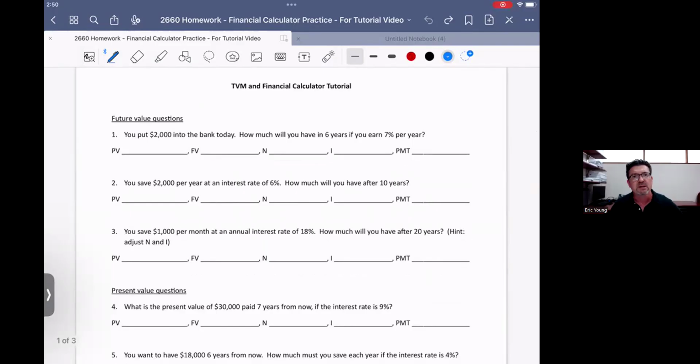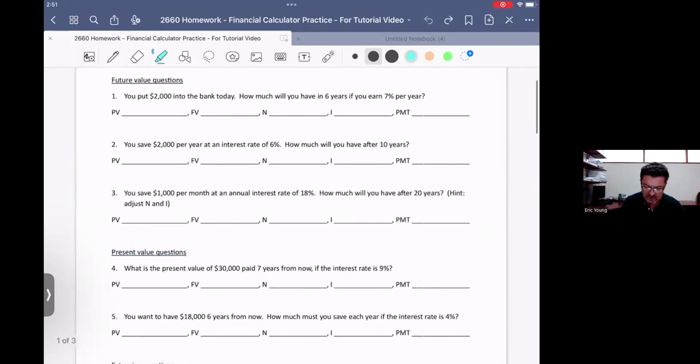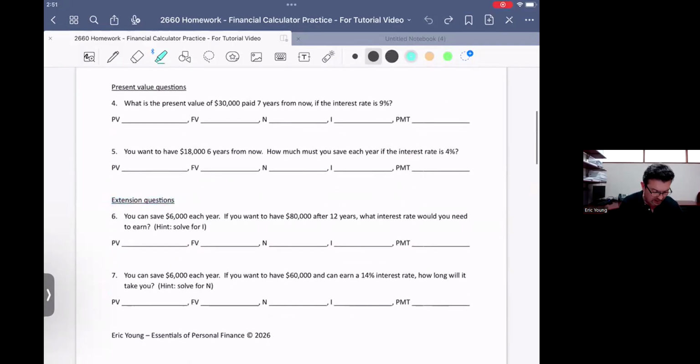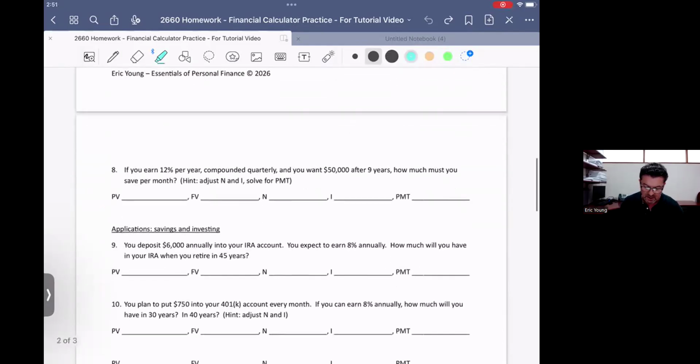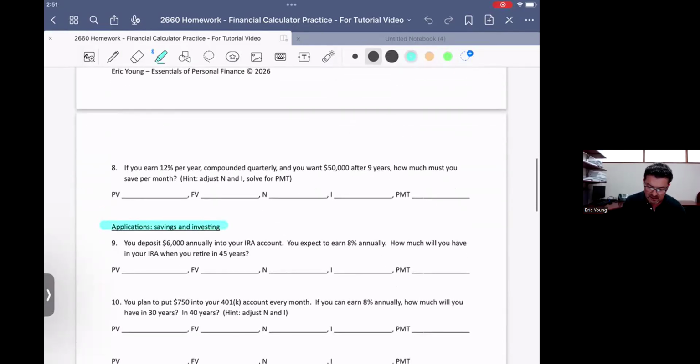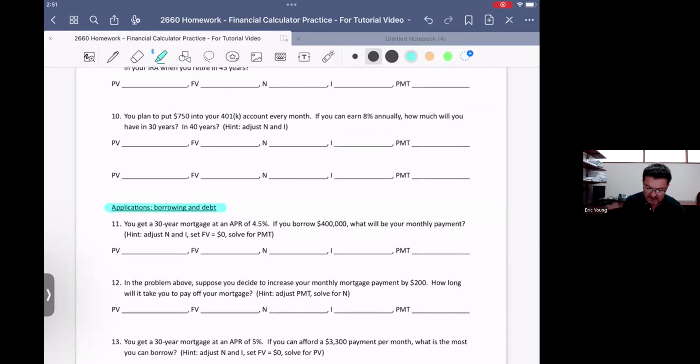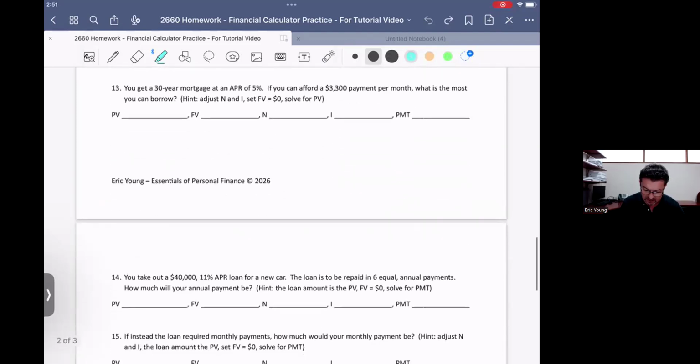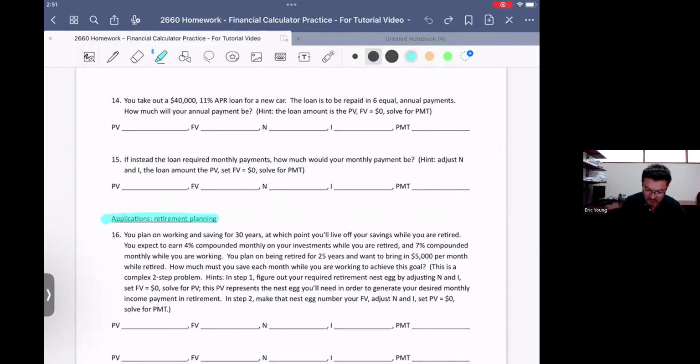So if you go through this and get your practice, then you can apply the knowledge from this to your homework. So let's try to jump through these things really quick and see if we can suss them out. We're starting off with future value questions. Then we're going to go to some present value, and then we'll get some extensions and maybe even some applications. Yeah, applications to saving and investing, and then some applications to borrowing and debt. And I think we even got a big one for retirement planning.